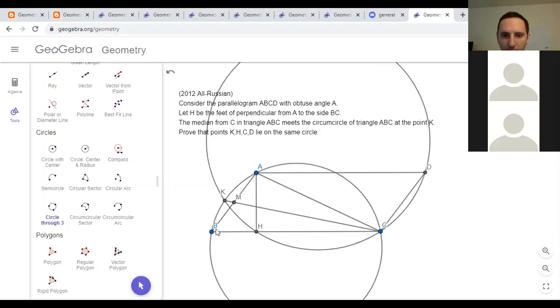Can we show angle KHB is KBC? Doesn't seem that. Let's see. Or we could try to show it. So we want to show HCD is 180 minus HKD. So, but HCD, we want to show HKD is equal to HBA.